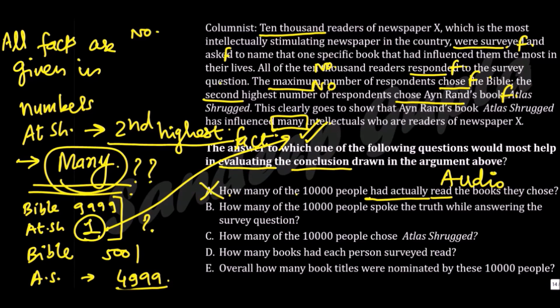Now option B, how many people spoke the truth? This is a tempting answer, and this is what the GMAT does in questions that are more complicated. They will put the more attractive wrong answer just ahead of the right answer. So your mind is almost made up to choose this one, but this is absolutely irrelevant. Let's see how.